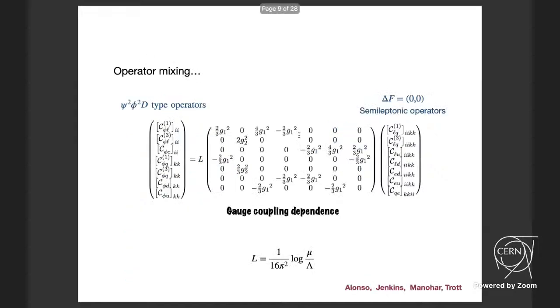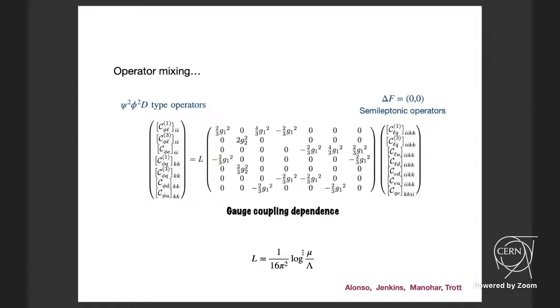Okay, so let us look at the operator mixing structure a little bit more closely. So first we consider the operators which conserve lepton flavor as well as quark flavor. So that's why the indices are here ii, kk. So i and k can be different, but they conserve the flavor. On the left-hand side, you can see these operators can mix with the psi squared phi squared D type operators, which are also flavor conserving. And this happens through the gauge couplings, loops involving the gauge couplings. Here L is defined by this.